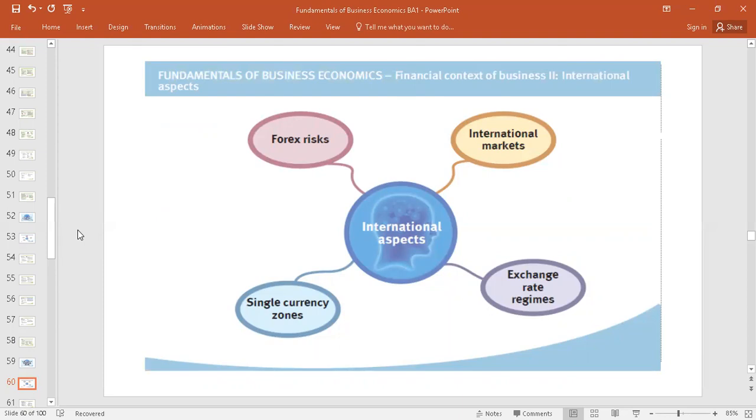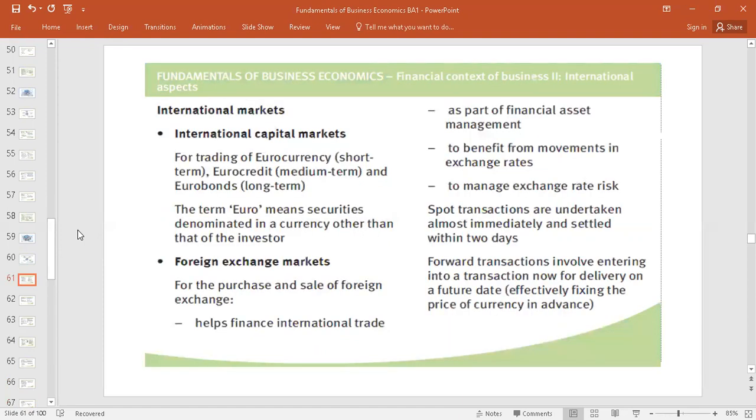International aspects, we see what we have to learn about. We have international markets, exchange rate regimes, single currency zones and forex. See, what are international markets? Where the trade takes place between countries, we can call that international markets. So in the international markets, when the transactions take place, foreign currencies are involved. So the trade happens with the help of foreign currencies, exchange of foreign currencies.